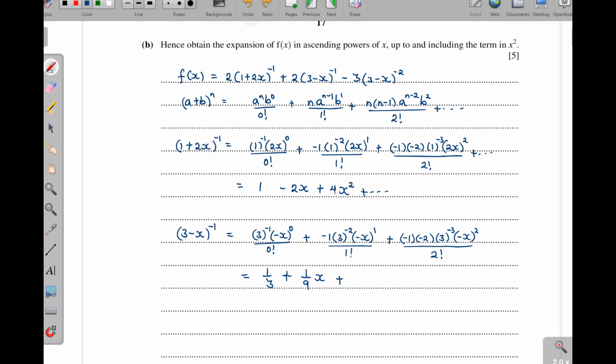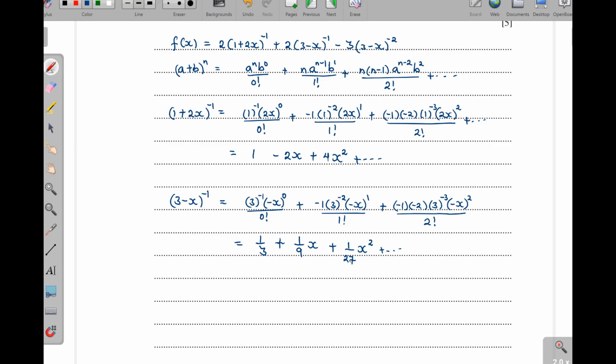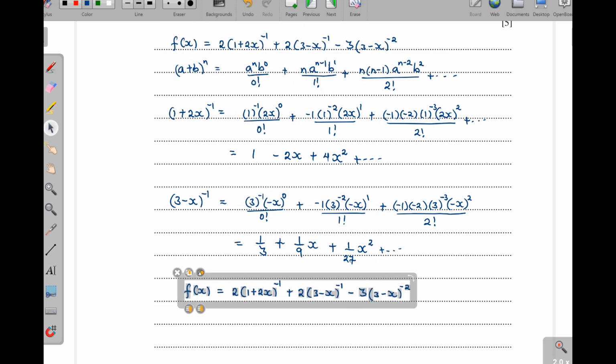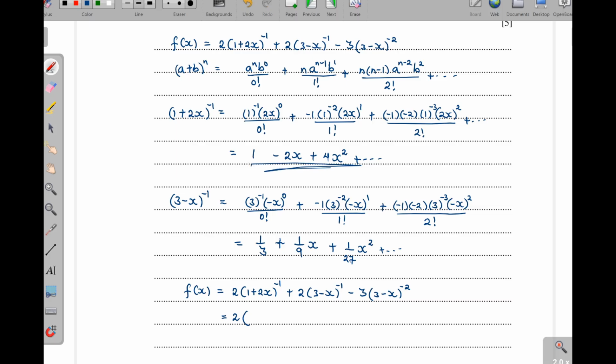And then 3 power negative 3 is the same as 1 over 3 cubed. And 3 cubed is a 27. So meaning we shall have 1 out of 27, then x to the power of 2, plus whatever is coming forth. Now our f of x, okay, our f of x, which is this one here, like that. So I will say this one is going to be equal to 2 into this expansion here. I think this is what we are having here.